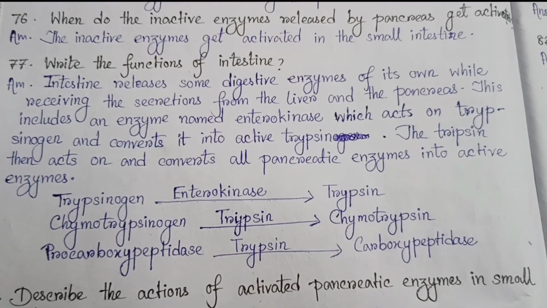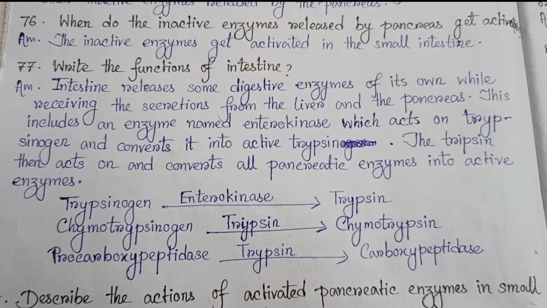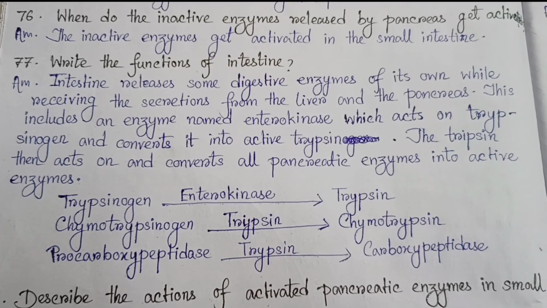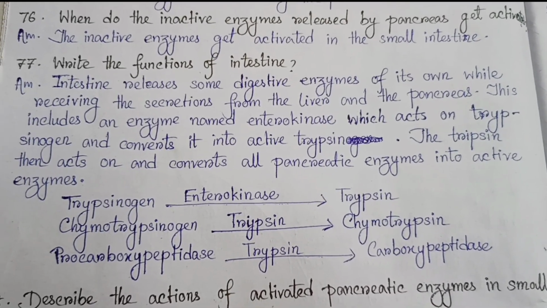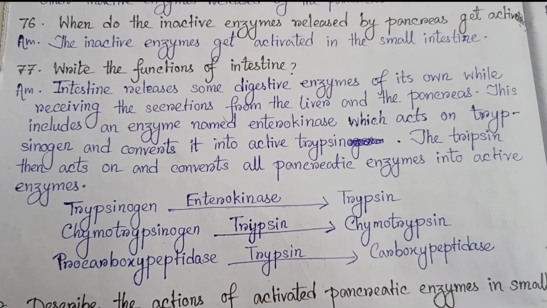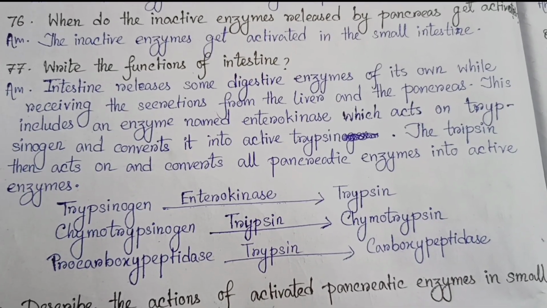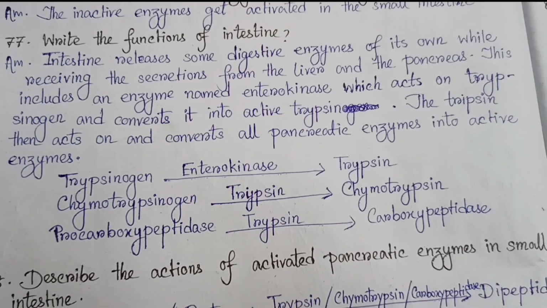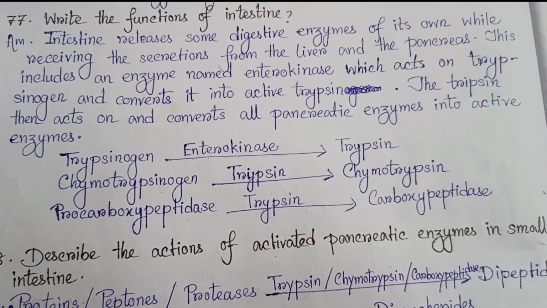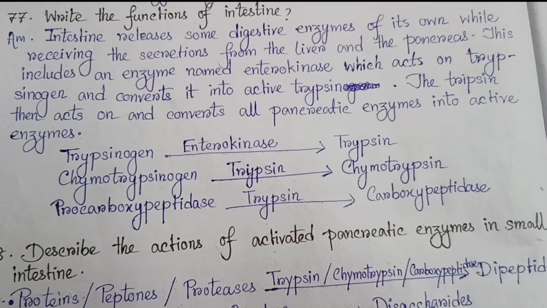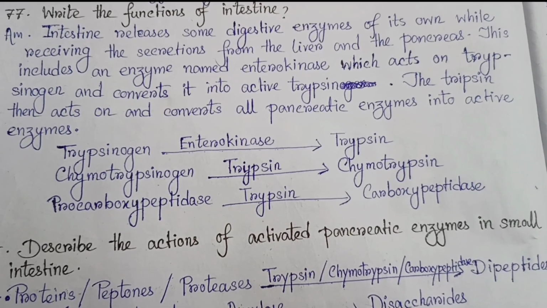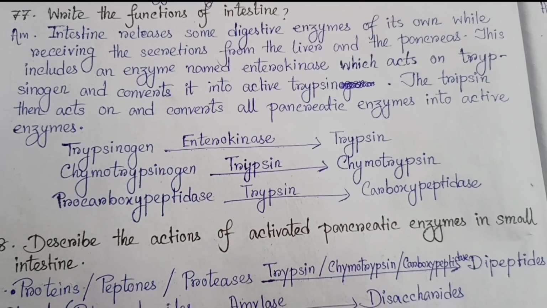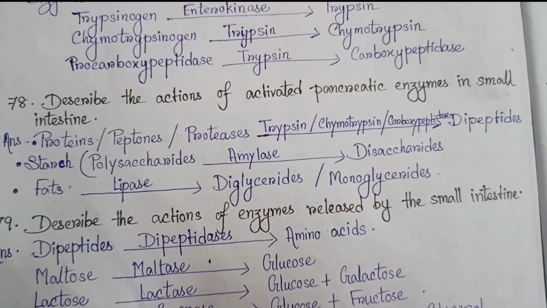Intestine releases some digestive enzymes of its own while receiving the secretions from the liver and pancreas. This includes an enzyme named enterokinase, which acts on trypsinogen and converts it into active trypsin. The trypsin then acts on and converts all pancreatic enzymes into active enzymes. Trypsinogen, enterokinase, trypsin; chymotrypsinogen, trypsin, chymotrypsin; procarboxypeptidase, trypsin, carboxypeptidase.